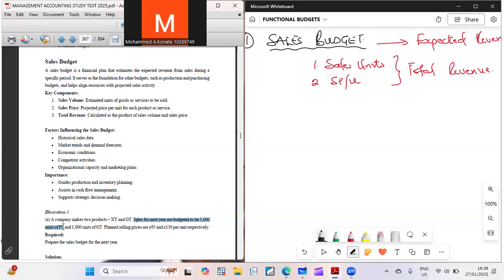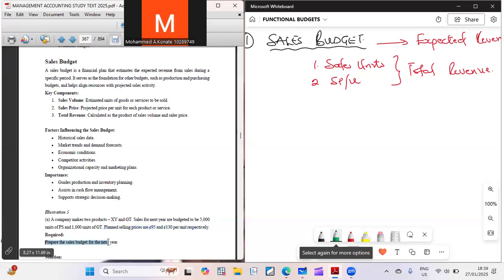So here, what you see is a typo: this is supposed to be XY, and the other is for the GT. All right. So that is that. You may see some of them like that. You just have to correct them. I've already corrected them in the new book. So it says that planned selling prices are 95 and 130 respectively.